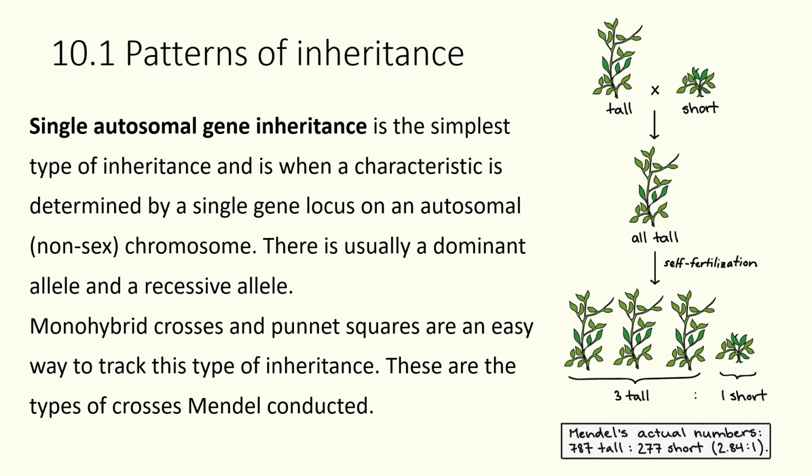The actual numbers that Mendel ended up with was approximately 2.84 to 1. Not exactly a 3 to 1, but you're never going to get exacts in this sort of thing because, as we learned through crossing over, independent assortment, and random fertilization, a lot of these processes are completely random.